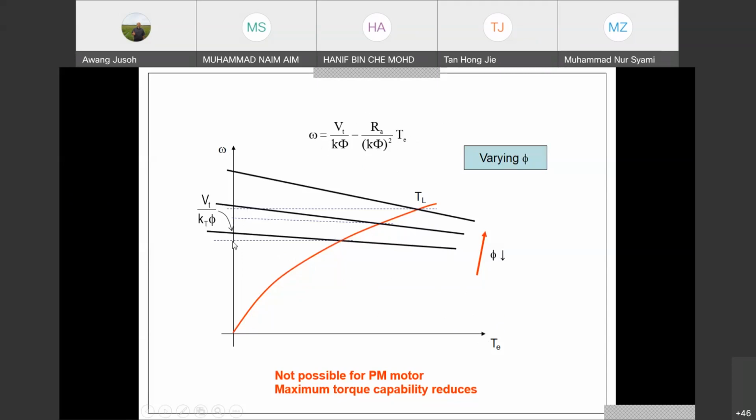And you must know this is the no load speed. At this flat level, you get the no load speed. So there are different no load speeds depending on the flux size.